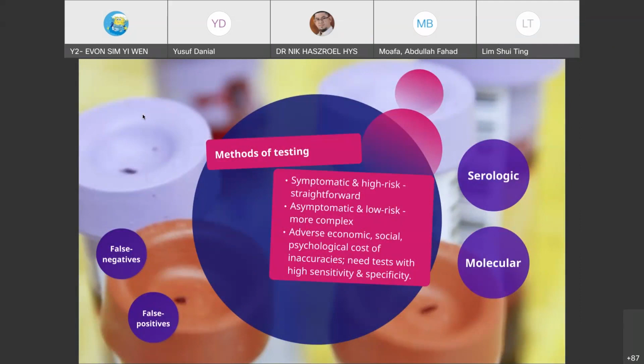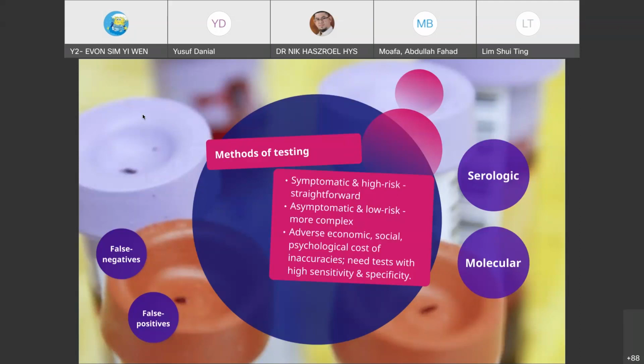And then we have the patients who are misdiagnosed. If we have a lot of inaccuracies, it can cost patients severe or tremendous economic, social, and psychological distress and costs. That's why we need to apply the algorithm and the strategy precisely, with proper equipment and with good tests that have high sensitivity and specificity.